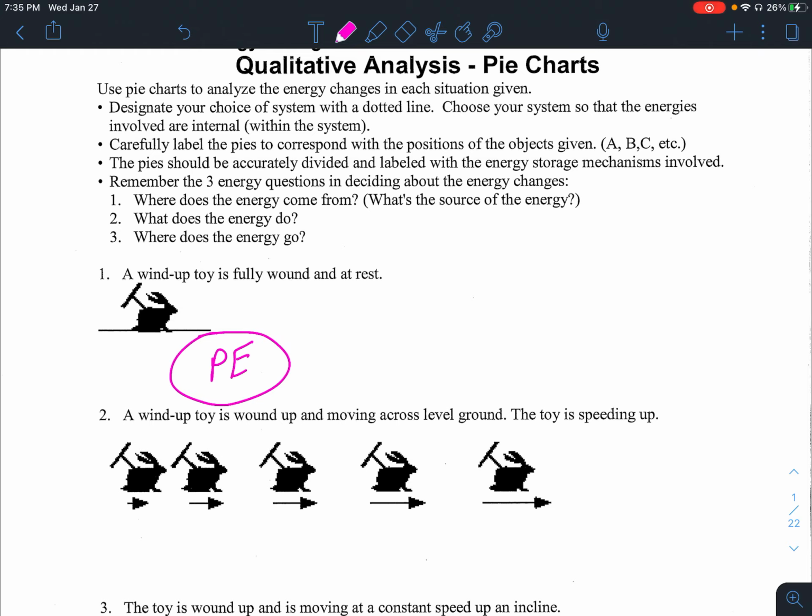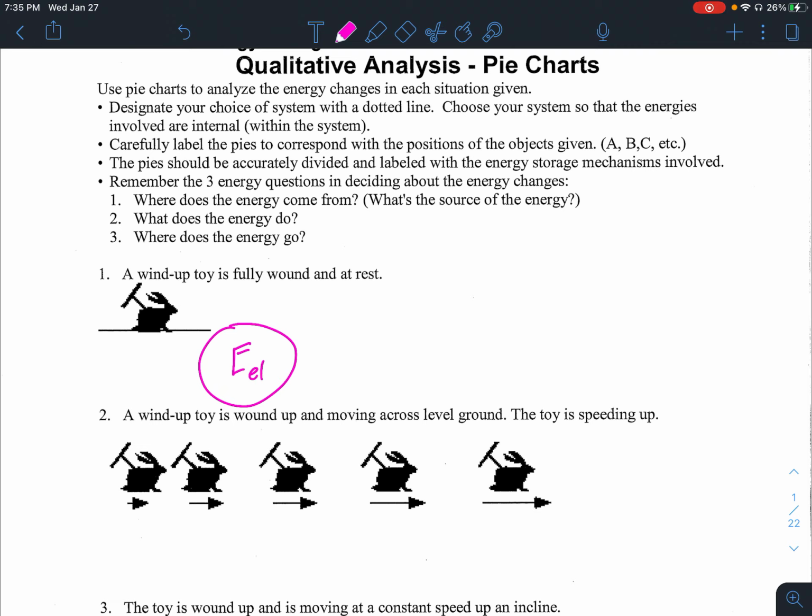So this is all going to be potential energy stored in. We can even say elastic potential energy. So let's reverse that. Any kind of thing stretchy or that you wind up, that's elastic potential energy, or EPE.